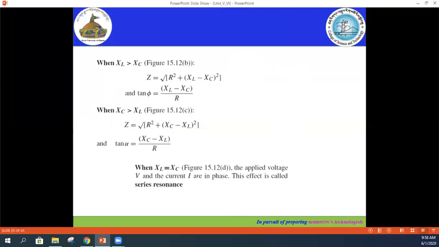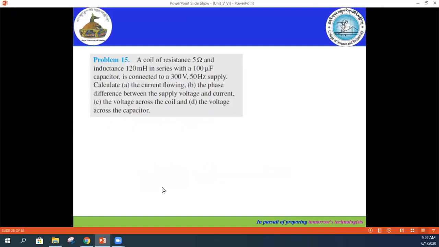Now here you have the new term. When XL is equal to XC, the applied voltage and the current are in the same phase, which means it acts as a purely resistive load. And during that time, you will have minimum impedance. The value of Z will be equal to R. Now, this is called the series resonance. Okay, here you can try to solve the numericals using that formula.